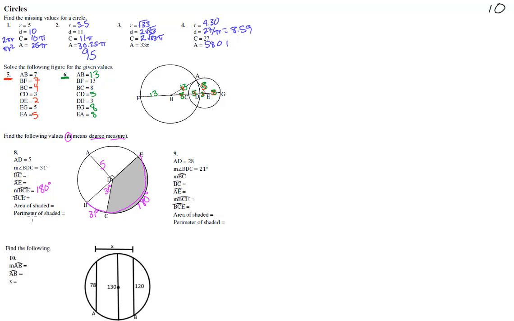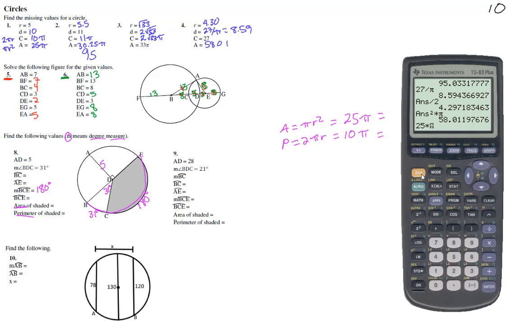Now the rest of them, we've got to look at this. We're going to find areas and perimeter. So let's get those first. The area is going to be pi r squared, which in this case r is 5, so 25 pi. And the perimeter, or the circumference of the whole circle, is 2 times pi times r. That's 10 pi. Now let's get approximations here.